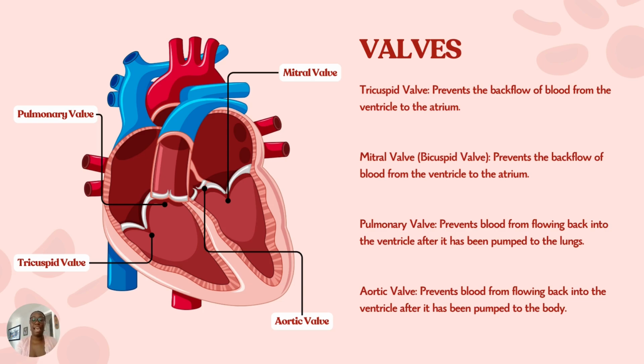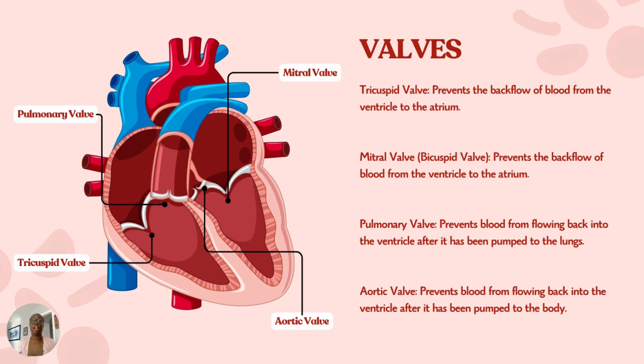And then lastly, we have the aortic valve, which separates the left ventricle from the aorta. And we're going to cover that next. But the purpose of the aortic valve is to prevent blood from flowing back into the left ventricle after it has been pumped into the body.